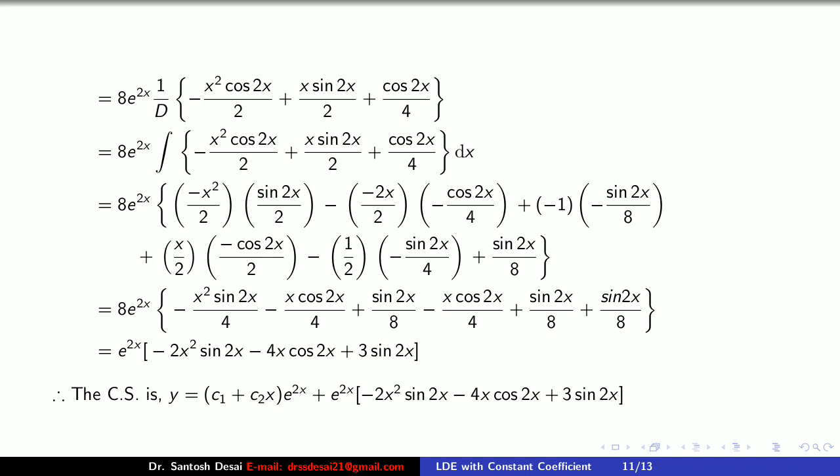So once again, remember the procedure. When the RHS is a product of two or more functions and one of them is an exponential function, then to obtain the particular integral, first we write e raised to ax to the left of 1 upon f of D and replace D by D plus a everywhere in the denominator. So the procedure is simple.